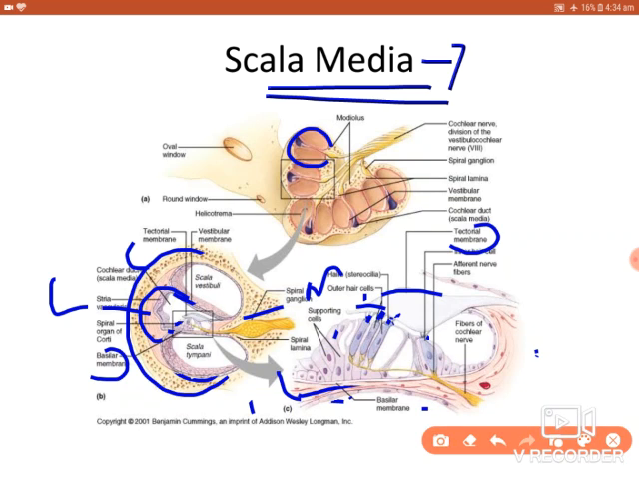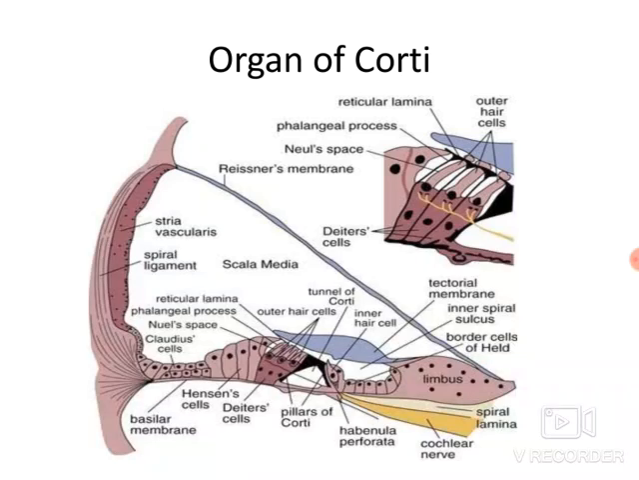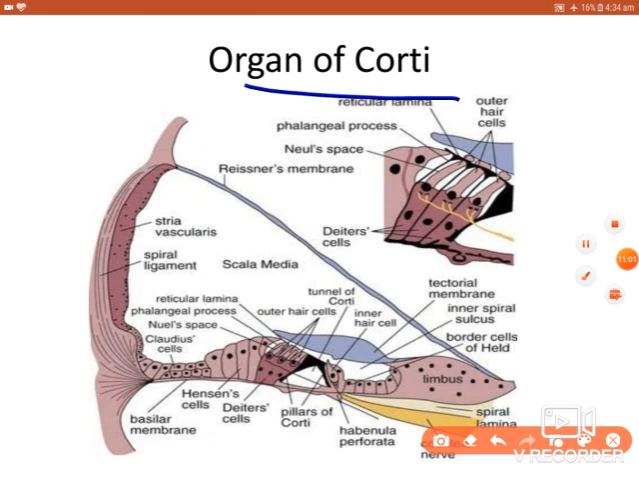Then you can see the afferent fibers of the cochlear nerve end in relation to these hair cells, the inner and the outer hair cells. This is the enlarged view of the organ of Corti of the cochlea. This is the spiral lamina. It has two lips. This is the scala media, this compartment.